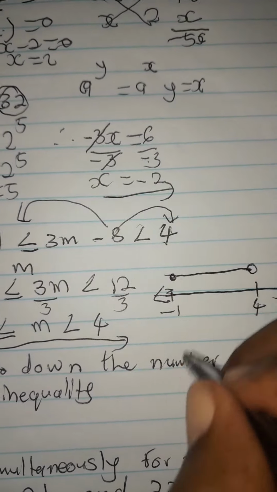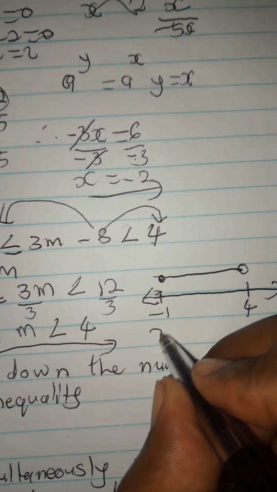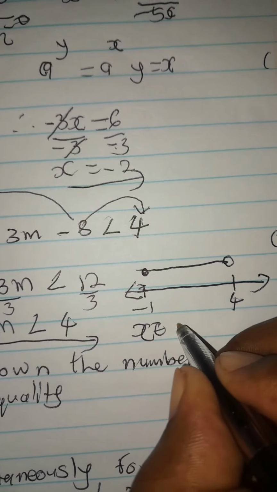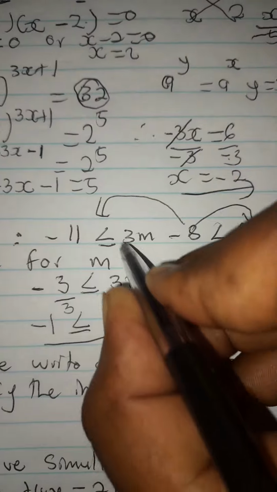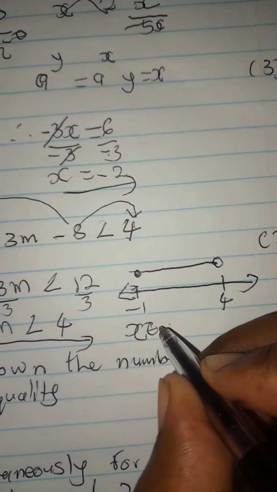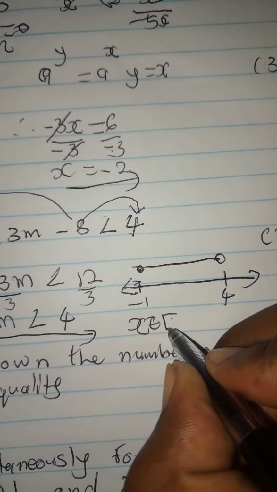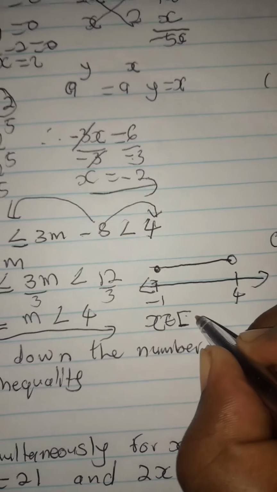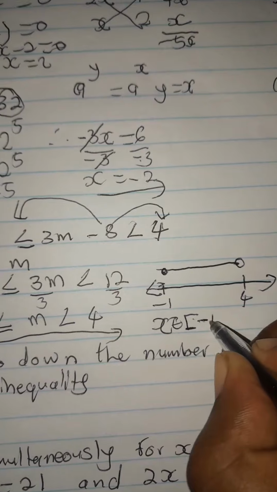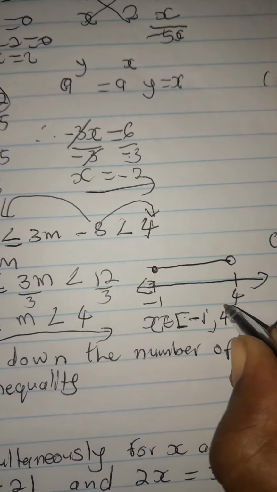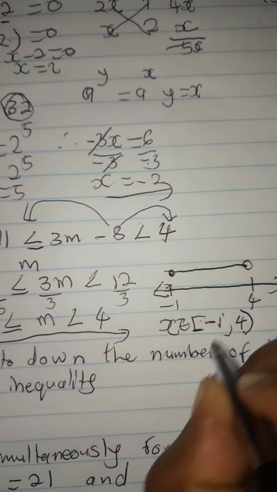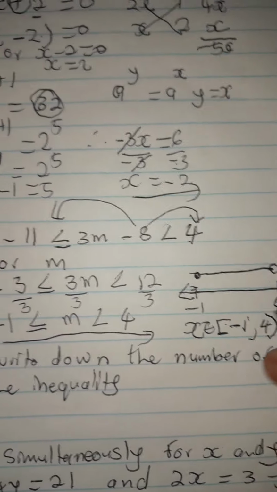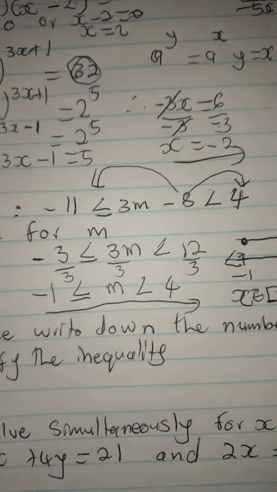So if you were to leave it in an interval notation, it will be x, it's an element. Then since we have less than or equal to, we will have a square bracket, and for the less than, a round bracket, with negative 1 and 4. So if you were supposed to leave an answer in an interval notation, you must have knowledge of this.